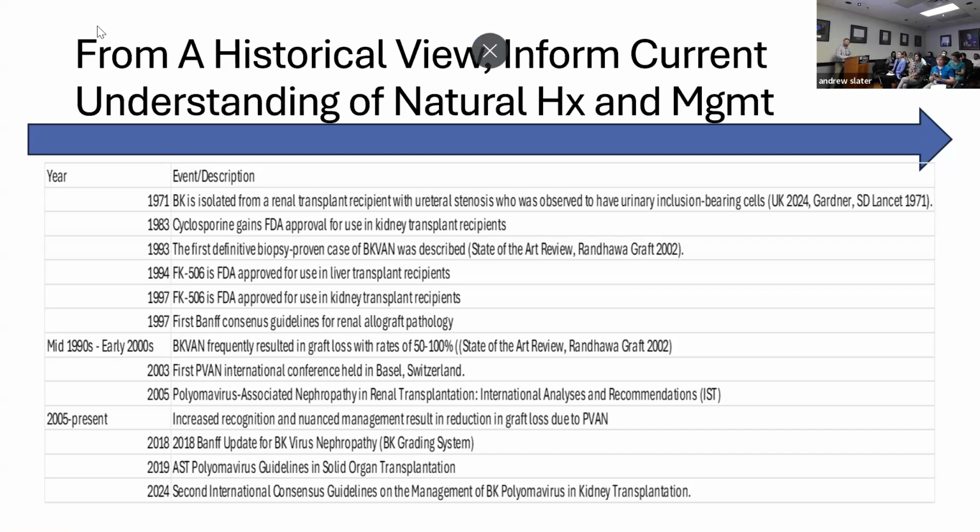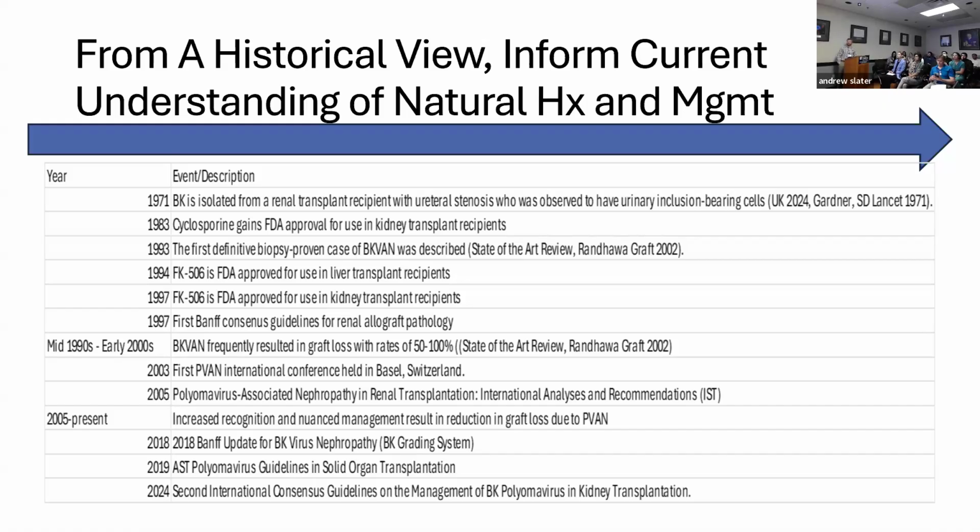So in lieu of a patient presentation, as we commonly do, I chose to do something a little bit different. I thought it would be good to take a historical perspective. I like to do timelines to frame what we're going to talk about. I want to highlight here some of the major events in kidney transplantation, and then we'll relate that back to how we understand the natural history of BK virus in the modern transplant era.